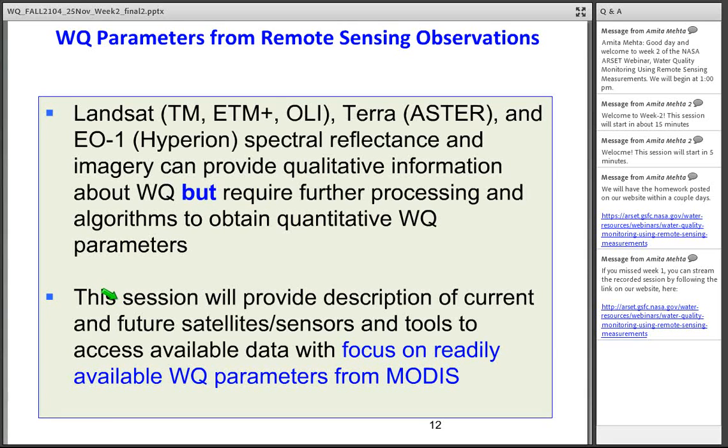MODIS is one instrument flying on Terra and Aqua. NASA has already processed some of the water quality parameters, and these data are readily available from web tools. So for this session, we will describe all the satellites and sensors and websites where these data can be obtained, but we will focus more on water quality parameters available from MODIS, because they are online, multi-year, and very easy to obtain and analyze. So we will focus on that in the end.